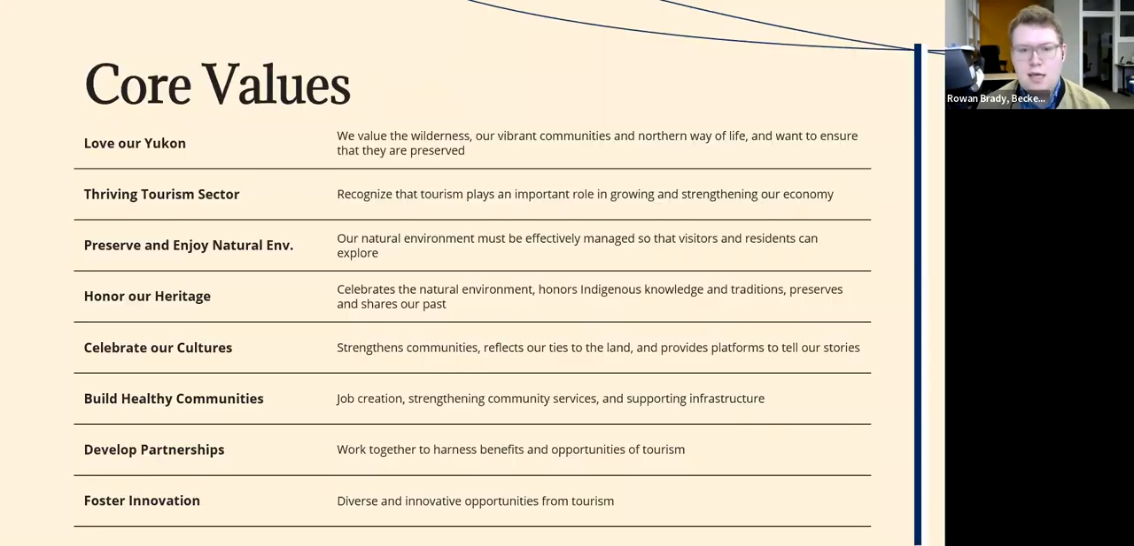The plan outlines eight key core values that cover preserving the wilderness, communities, and the northern way of life; leveraging the tourism industry to strengthen and grow the economy; manage the natural environment for the enjoyment of all; celebrate the natural environment, indigenous knowledge, and preserve and share the past; celebrate the Yukon culture; building healthy communities through job creation, community services and infrastructure; build partnerships to harness the benefits and opportunities of tourism; and foster innovative and creative opportunities for the tourism sector.